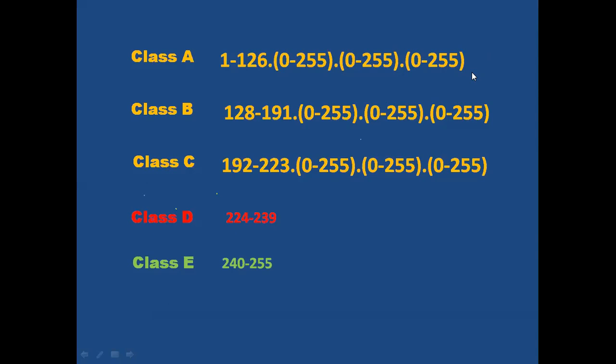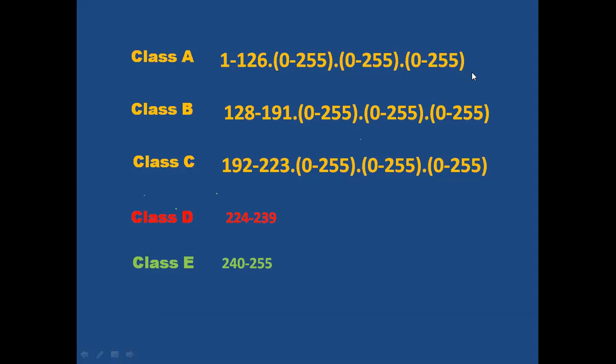127.0.0.0, this is called the loopback address, and we can use this address to test our NIC. You know NIC. NIC is a network interface card, or you can say your LAN card. So by using that address, we can check whether our LAN card, or NIC, is working properly or not.